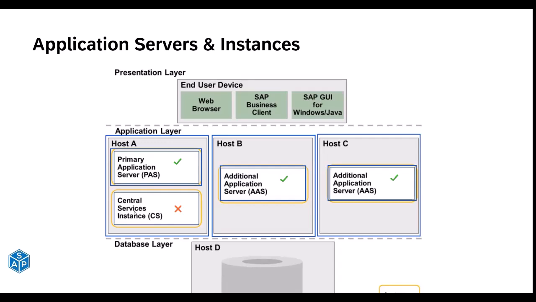Okay. You have redundancy for the application server instances, for your primary application server and additional application servers. You have these three instances available over here. So if one of the application server instances goes down, the others will take over the load. But if the central services goes down, then your whole system comes down.